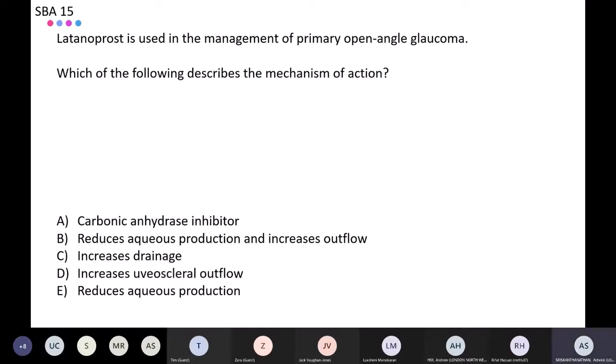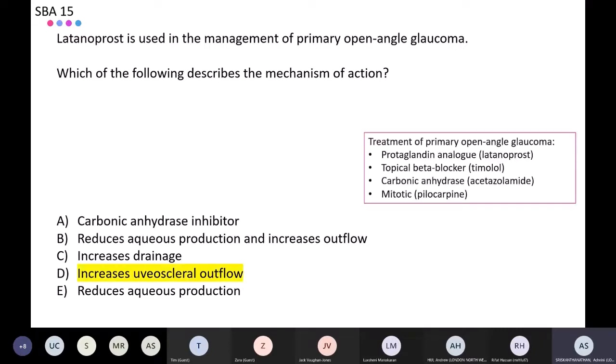Okay, I'm going to close the poll now. So most people put down D, which is the correct answer. So your latanoprost increases your uveoscleral outflow, and it's a prostaglandin analog. The other treatments that you have for open angle glaucoma are your topical beta blockers, so timolol is an example, carbonic anhydrase inhibitors, so acetazolamide is another one that's commonly used, and any miotics such as pilocarpine. And a lot of this you'll just hear around and just remember the link to glaucoma.